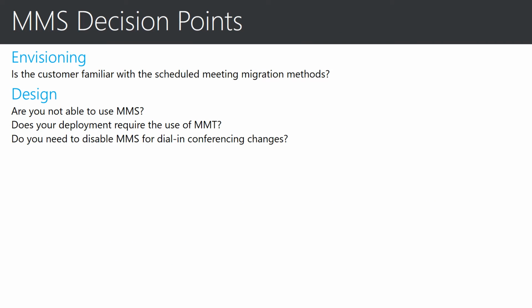So what are the decisions that need to come out of these workshops? During the envisioning workshop, we are just looking to introduce the team to the options available for meeting migrations. Ensure that the team is fully aware of all three options available. For the architecture workshops, we now want to understand any blockers that exist that prevent us from using MMS. We also want to identify if MMT will be required.